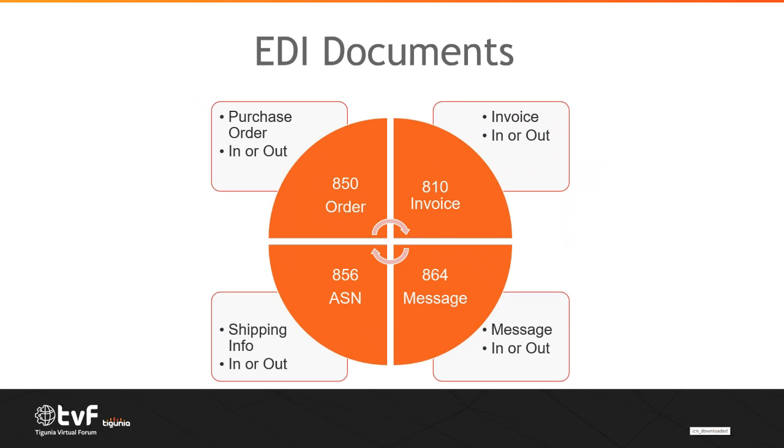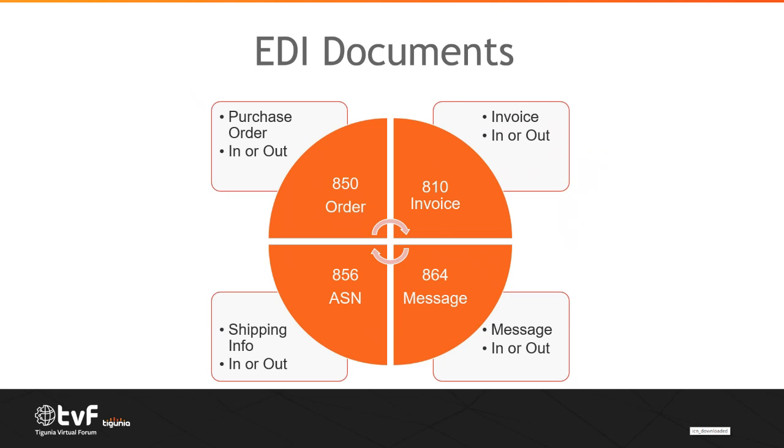The 856, also known as ASN, short for Advance Ship Notice. That's for shipping information. So some partners like to have, ahead of the truck arriving at their facility, the specific information as to what's in the truck, what packages, what items are on which packages. So you can send the ASN to your partner. The partner can receive the ASN and know ahead of time, so they can validate when they receive the materials that it matches what you told them.